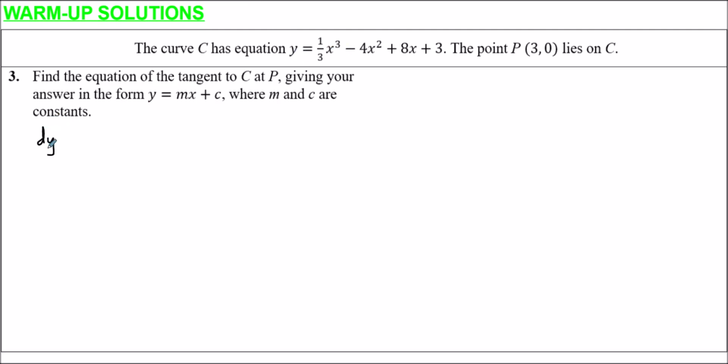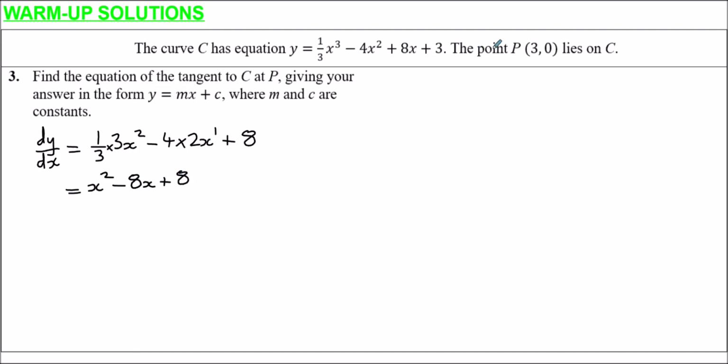So if y is this, then dy by dx is going to be 1/3. Bring the power to the front, take 1 off the power, minus 4x squared, so that becomes minus 4 times 2x to the 1. 8x just becomes 8. So if you wanted to, of course, you can simplify this down yourself. I'm just showing you each step. So 1/3 times 3 is just 1. So we get x squared minus 4 times 2 is just minus 8x. x to the power 1 is just the same as an x, plus 8.